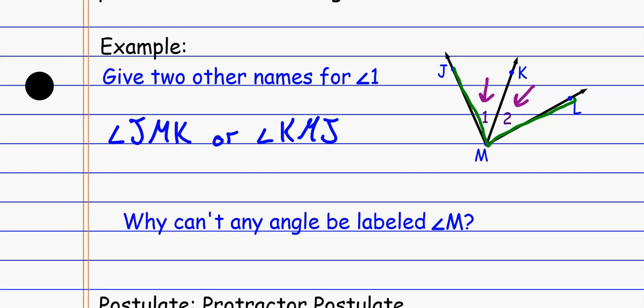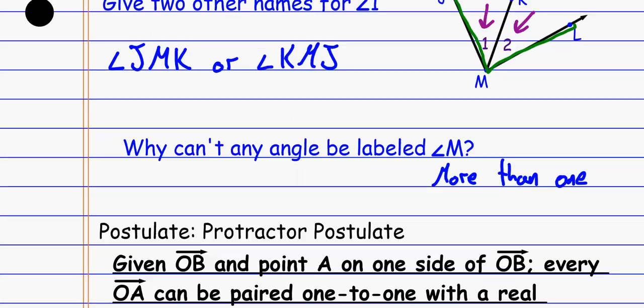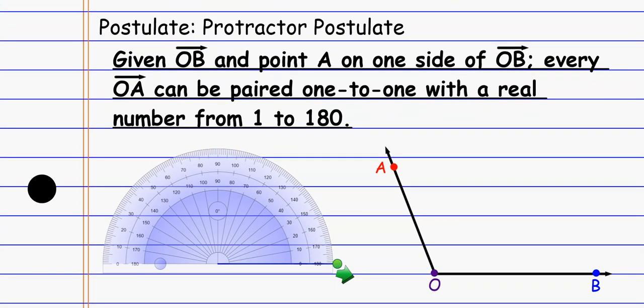And so it's not specific enough. So the reason we can't use M is because angle M could represent more than one angle. So you just got to make sure that it's specific enough that I know what angle we're talking about. Saying angle M doesn't narrow it down enough. And again, that's why we have multiple ways of doing this.